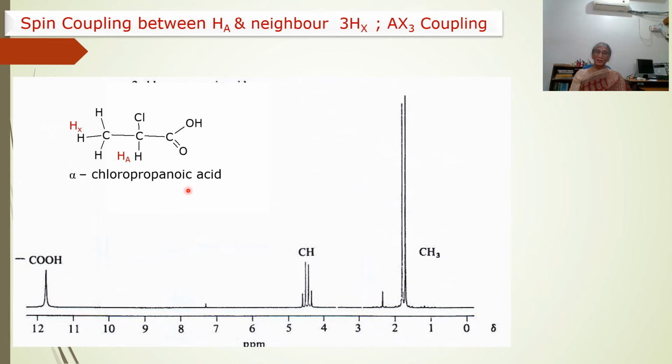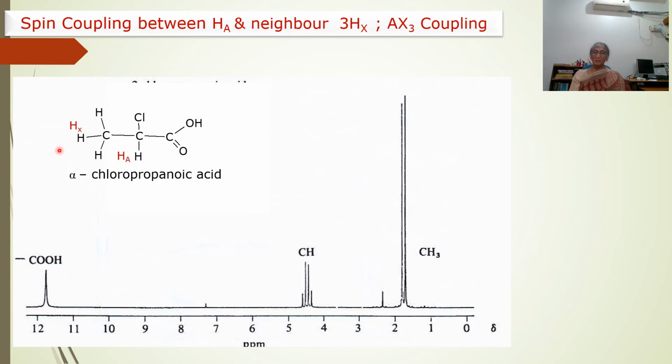The NMR spectrum of alpha-chloropropanoic acid indicates the AX3 type of spin-spin coupling. In the alpha-chloropropanoic acid NMR spectrum, we will observe three signals. One signal is because of the acidic proton, and we know that acidic protons are highly deshielded, and the signal is seen close to 12 delta, that is, out of the scale. The signal because of the methine proton is seen at 4.5 delta. This methine proton is also deshielded because of the presence of the chlorine atom. The chlorine atom, due to the -I effect, withdraws electrons and the proton becomes deshielded.